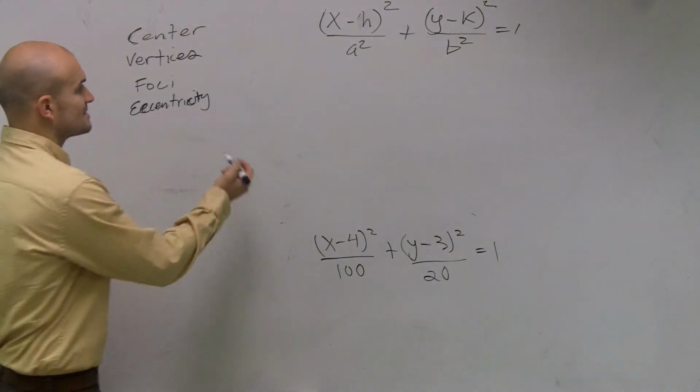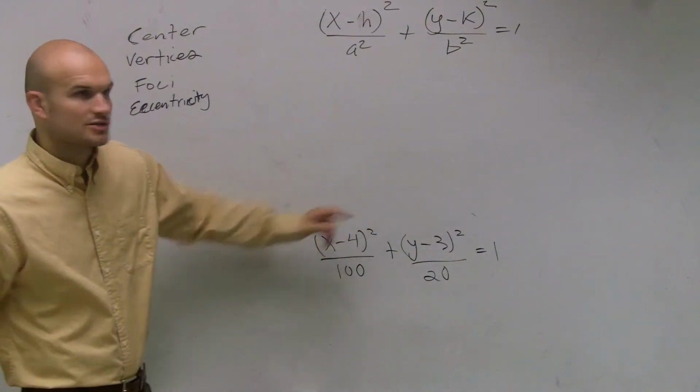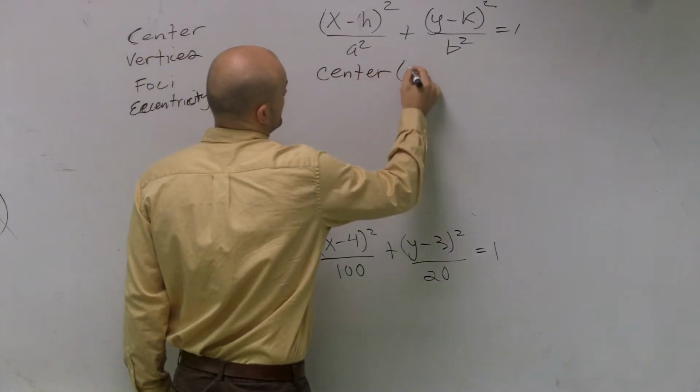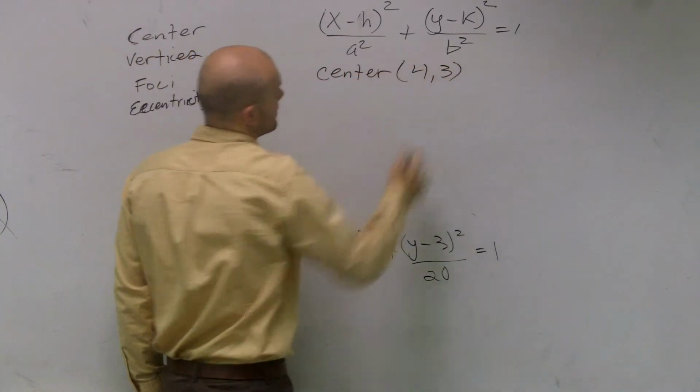So now the next thing, the center is fairly easy. The center is just going to be the opposite, 4, 3. That is going to be your h and your k.